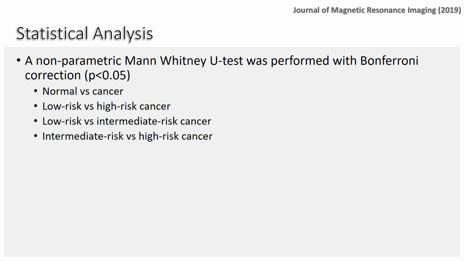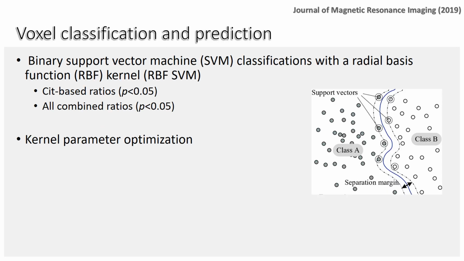Then a non-parametric Mann-Whitney U test was performed with Bonferroni correction to compare the mean values of the following groups. Then binary support vector machine classifications with a radial basis function kernel were developed for different risk groups using citrate-based ratios and all combined ratios with p-value less than 0.05. Kernel parameters were optimized using a grid-based method. For each model, voxels were randomly divided into training voxels 80% and testing voxels 20%.